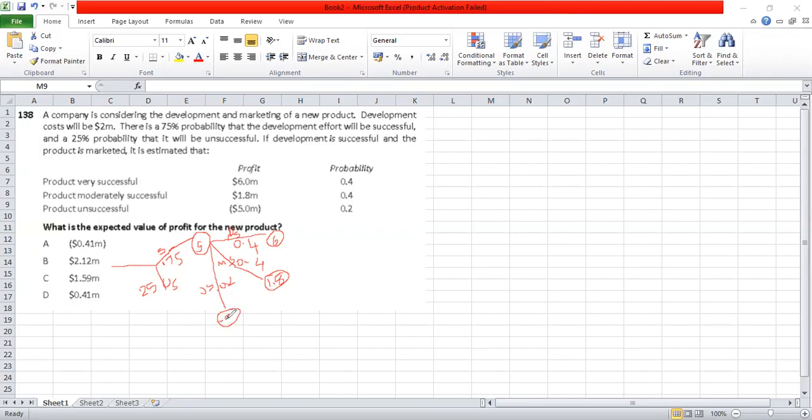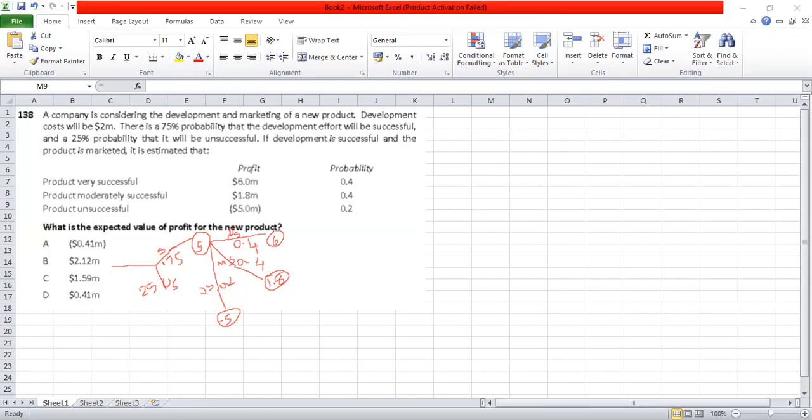Minus 5 million. Okay, so in such a situation, what is asked? What is the expected value of profit for the new product? The new product, whether it is successful or not, what is the expected value? How do we calculate expected value? We take the cash flows into the respective probabilities, then we arrive at the answer.